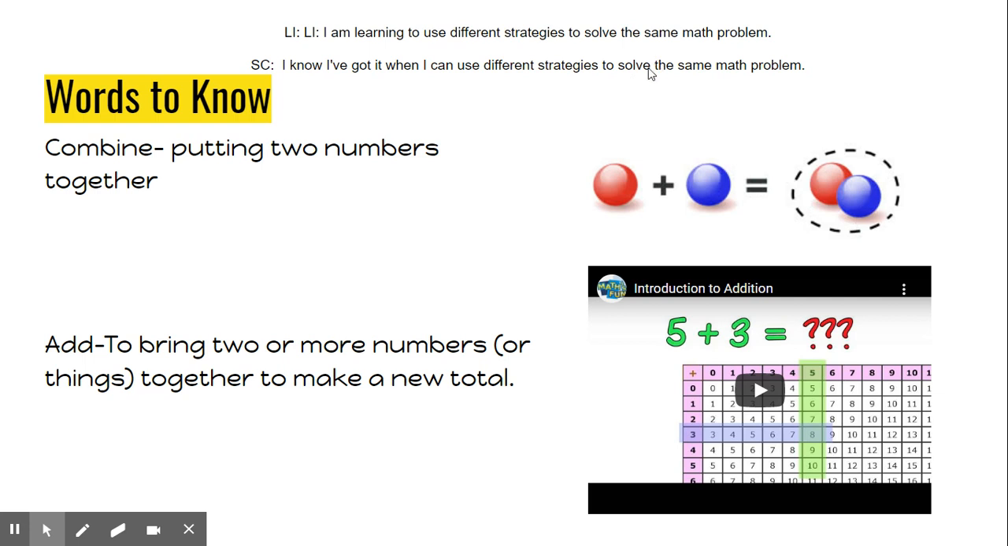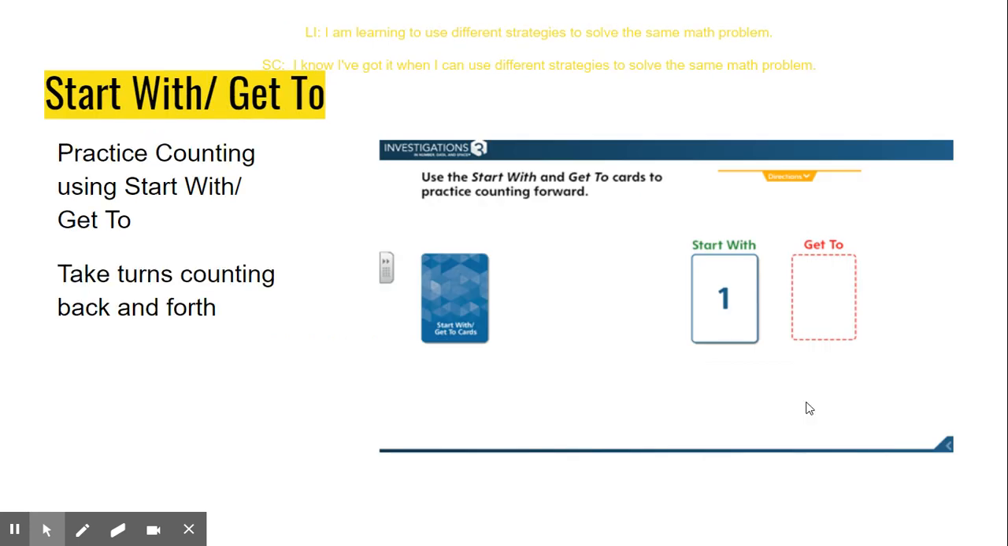Before you move off of this slide, make sure to watch this video, Introduction to Addition. Once you've watched that video, you may move on.